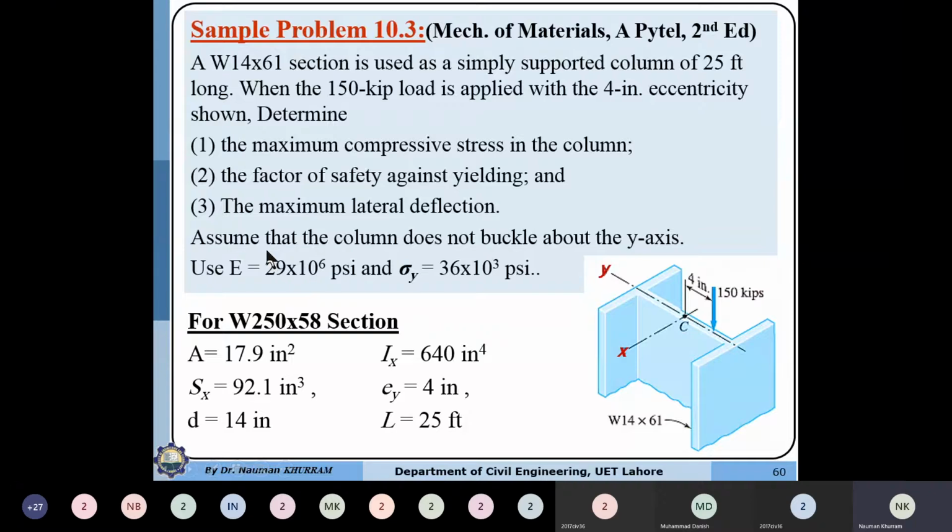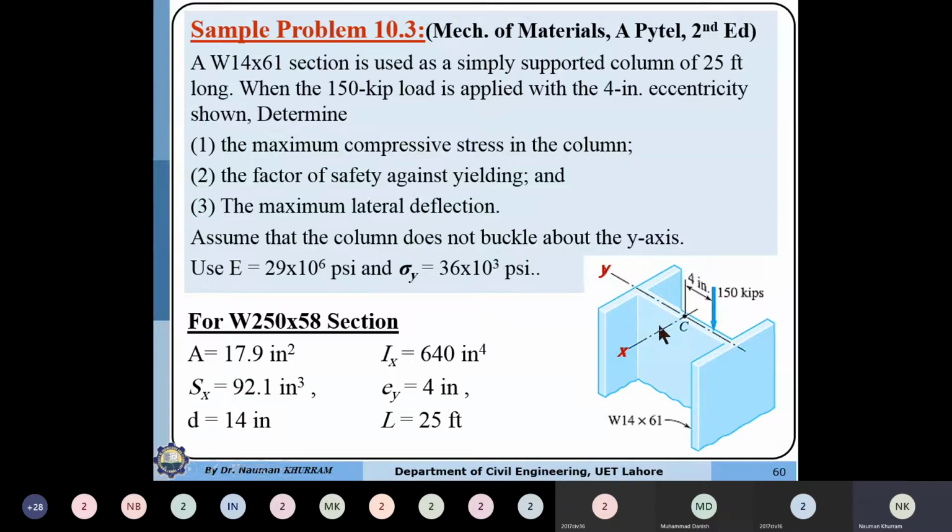These three we have to determine, and assume that the column does not buckle about the y-axis. So use E value 29 times 10^6 psi, and sigma y is 36 times 10^3 psi. So he has stated that the column will not buckle about the y-axis, maybe due to continuous bracing. Maybe there is continuous bracing on both sides, or this column is within the wall. So the column will only buckle about the x-axis.